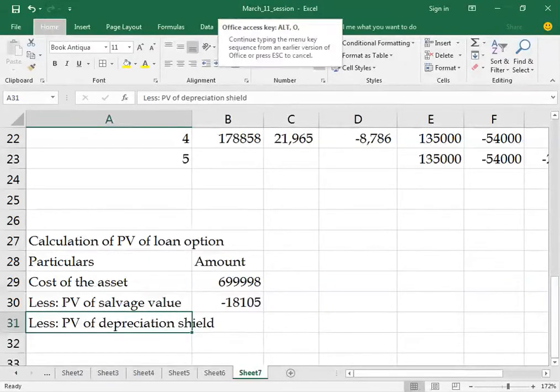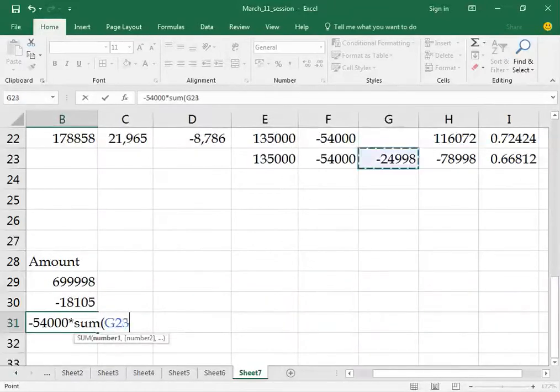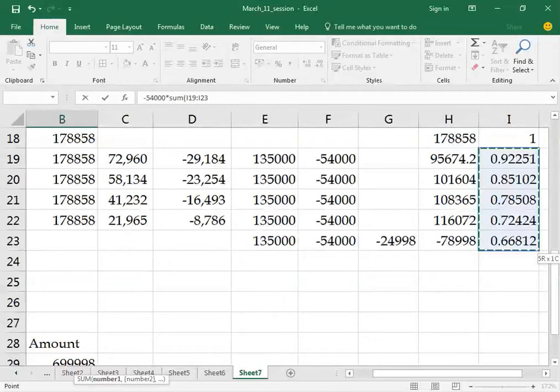Less present value of depreciation shield. Shield is basically tax benefit on depreciation. Every year you have 54,000 tax benefit. 54,000 tax benefit into 5 years factor. This is the 5-year factor.